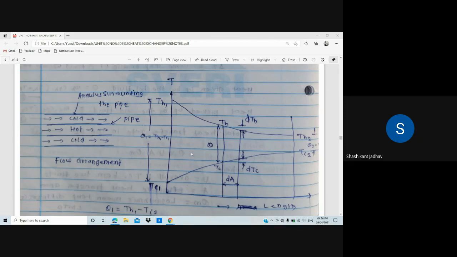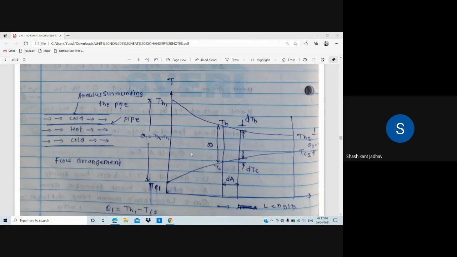Then what will be the difference between TH1 and TC1? It will be θ1. So θ1 is equal to TH1 minus TC1. And at the right hand side, what is the temperature difference between TH2 and TC2? That is θ2. What will θ2 be? It will be the temperature difference between TH2 and TC2.